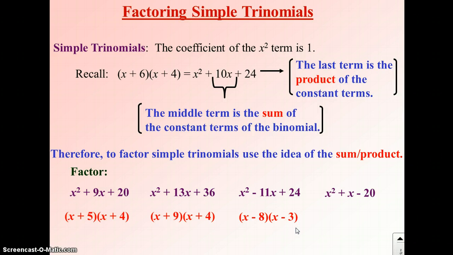And let's look at one more. x squared plus x minus 20. This has a sum of the middle term, which is 1x, and a product of the last term, which is negative 20. So what two numbers add to 1 and multiply to negative 20? Write them as two binomials with an x in the front of each. So the factors should be x plus 5 times x minus 4. Excellent.